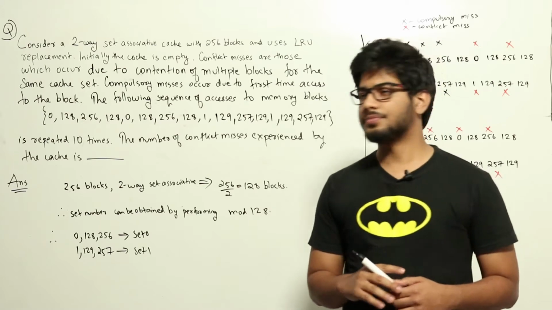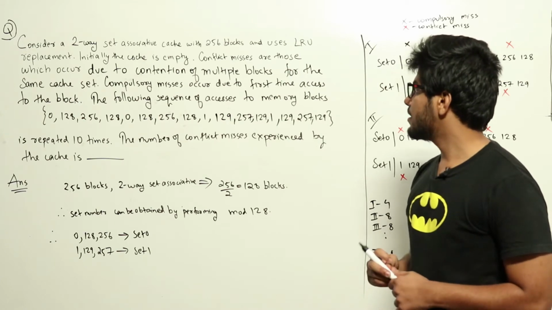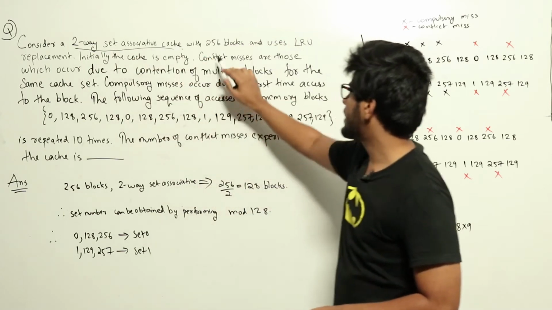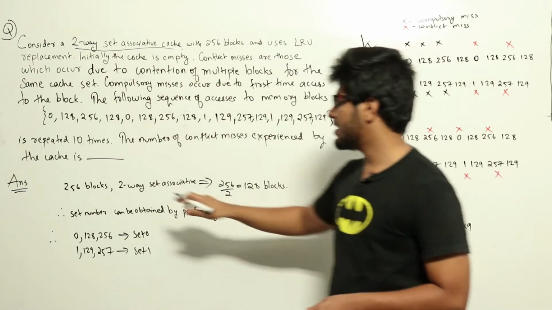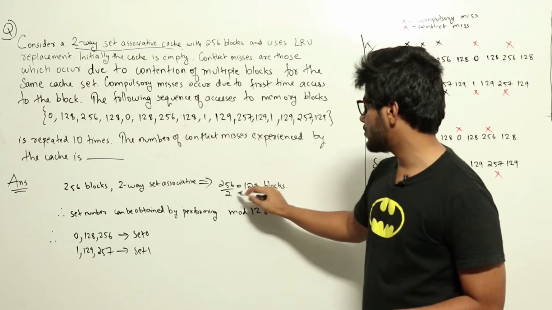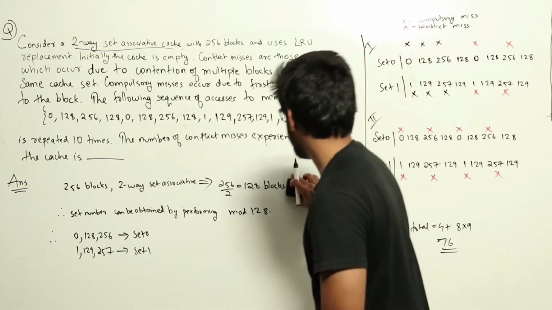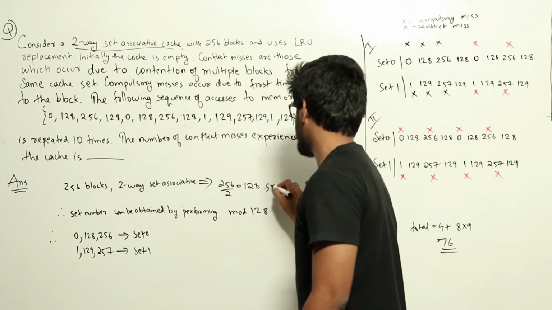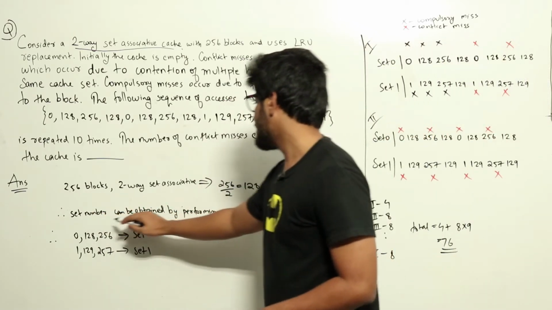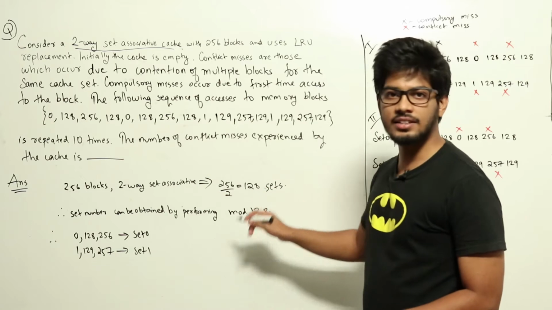So this is a question from caches in computer organization. They are asking us about replacement policies here. In the question they have given us that the cache is a two-way set associative cache which has 256 blocks. So if there are 256 blocks and it is two-way set associative, it means that there are 256 by 2, that is 128 sets. It is 128 sets in the cache or cache lines. Now this set number can be obtained by performing mod 128 on any memory block. If we perform mod 128, we will get the set number.